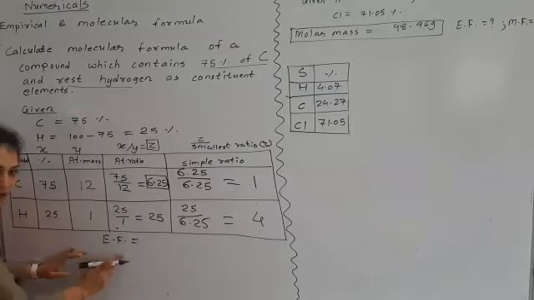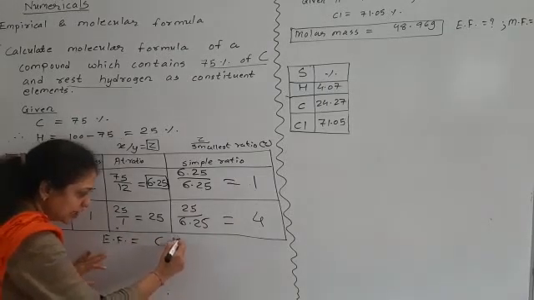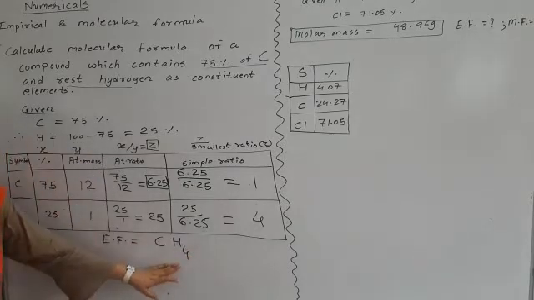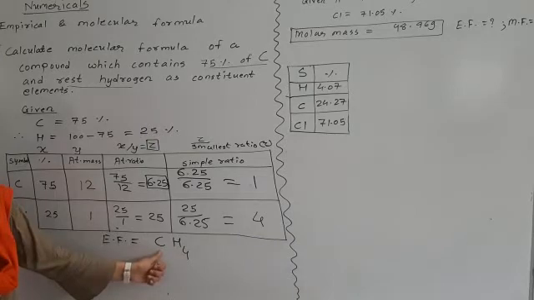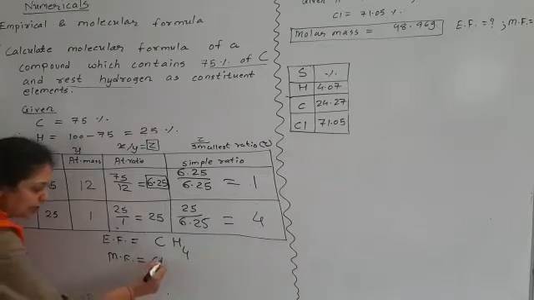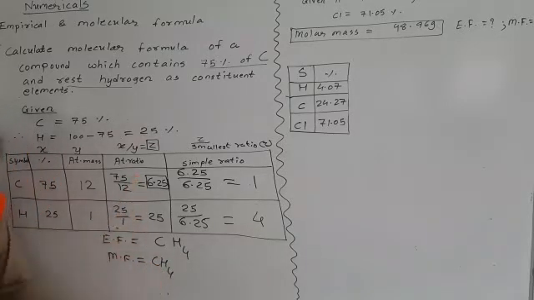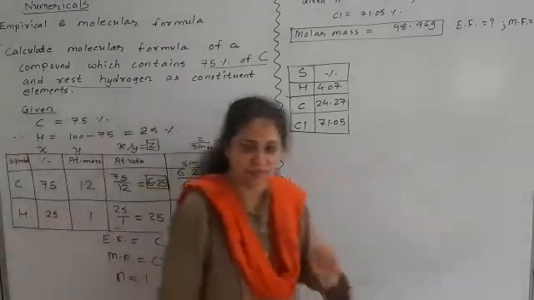So the empirical formula is 1 carbon, 4 hydrogen, so CH4. Now as you know, carbon's valency is 4, it has already formed 4 bonds. So there is no other possibility and this compound's molecular formula and empirical formula are the same. That is, N is equal to 1.